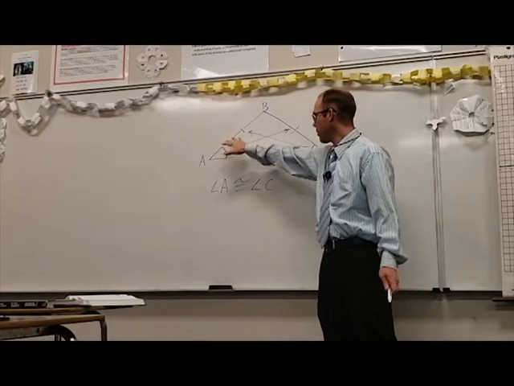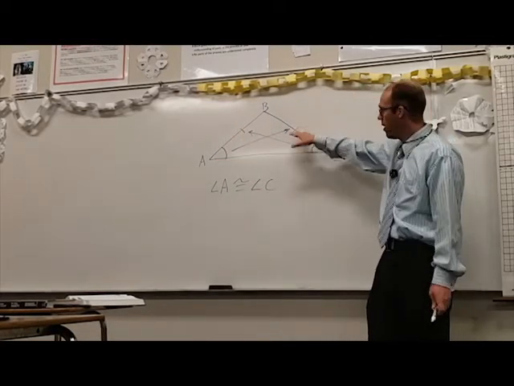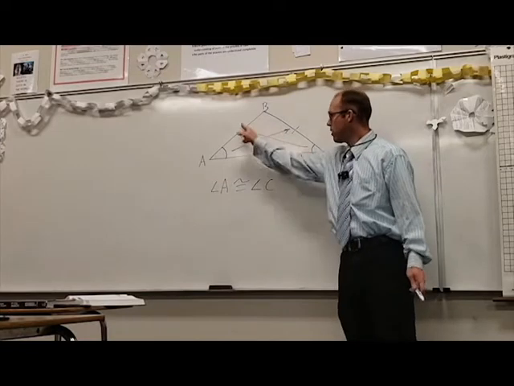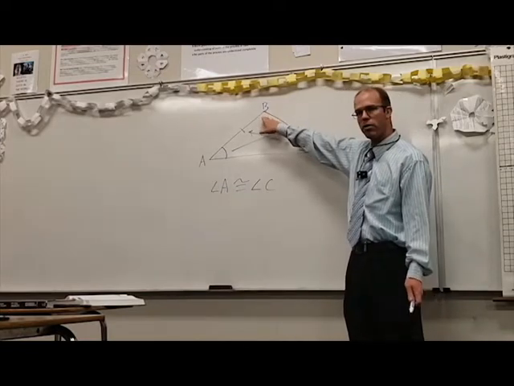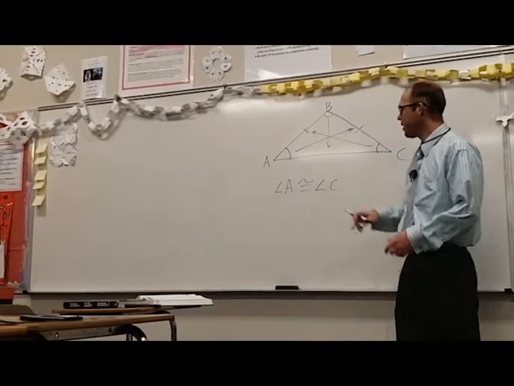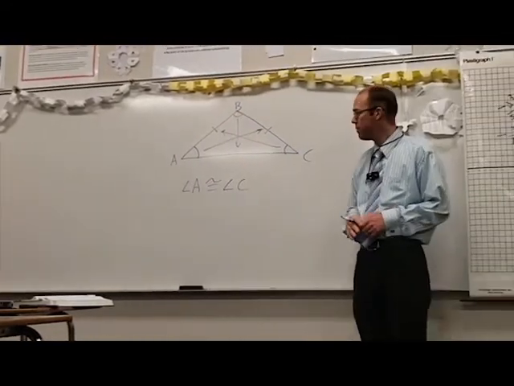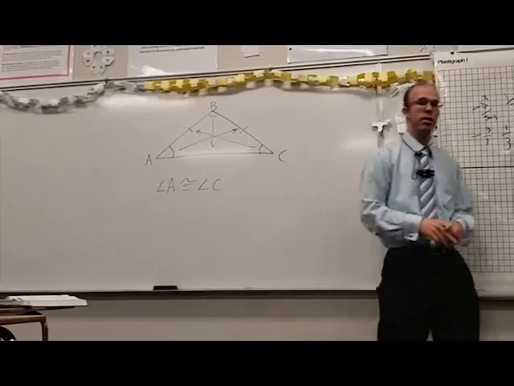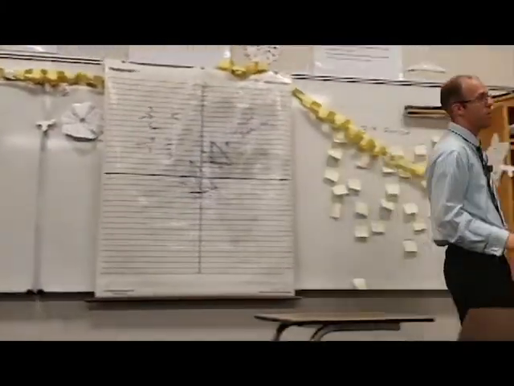We can see now that we have an isosceles triangle where two angles are congruent, and these two sides are congruent. I don't know about this third one, but if it was congruent, then this third side would also be congruent, and it would give us an equilateral triangle. So we're going to use that fact in some of our triangles today.